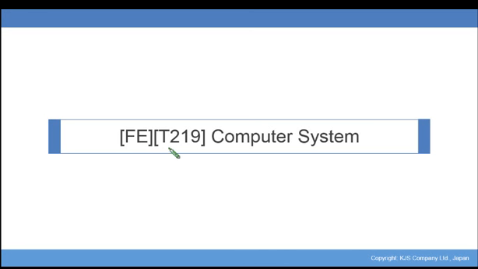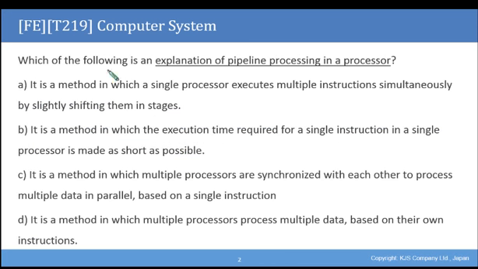This is FET219 computer system. Which of the following is an explanation of pipeline processing in a processor?